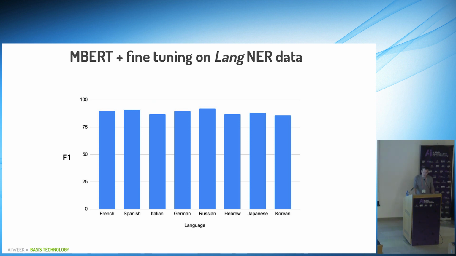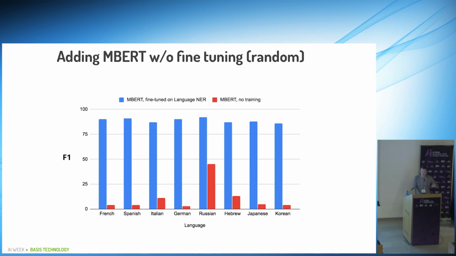And on the other hand, we just took MBERT, the same thing, but without doing any fine-tuning at all, just trying to predict labels using a random classifier. So the same architecture, but untuned. And you can see that it's much worse than the blue bars here, which makes sense, right? I don't know what happened with Russian there. We need to check that.